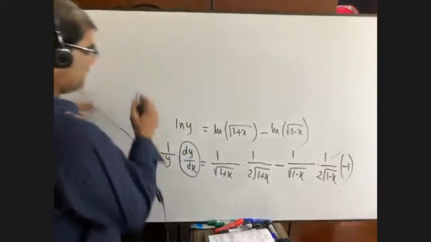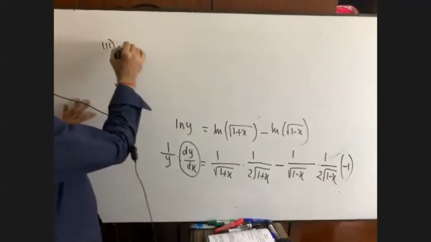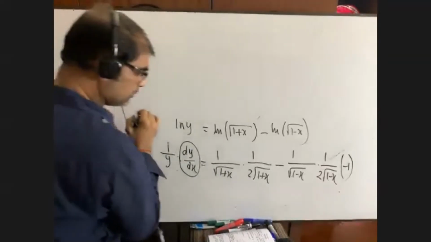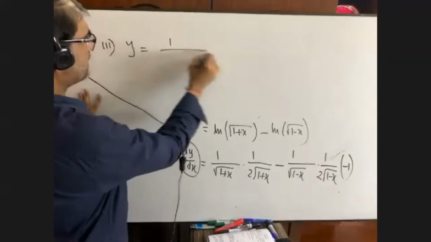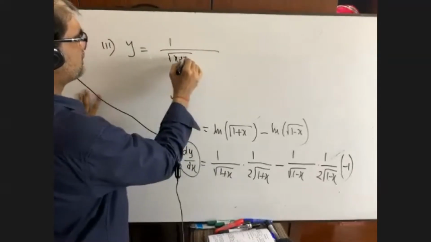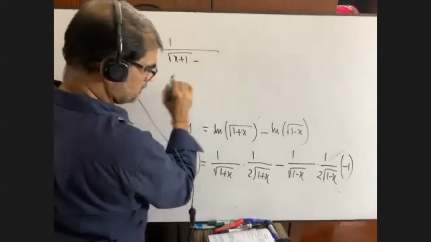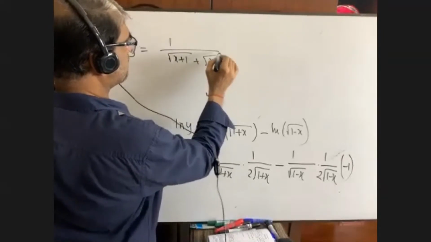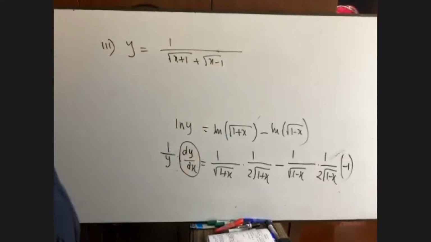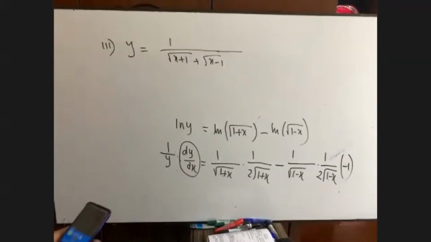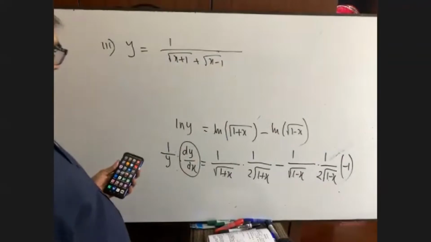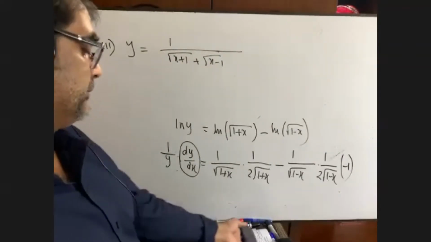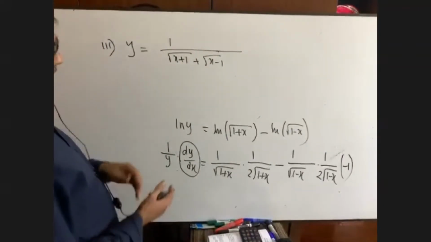Okay. Number 3, a little bit hard. Y is equal to 1 by root over x plus 1 minus, I'm sorry, plus, who can do it? Just let me know who can do it and how you will do this math.